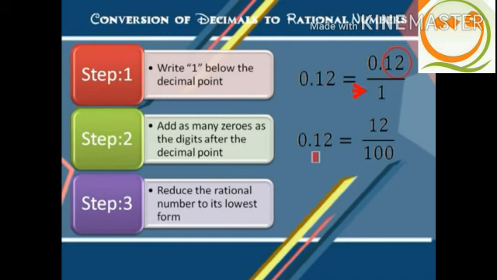Now here comes the part of step 3. Reduce the rational number to its lowest form. We can see that 12 over 100 is not in its simplified or reduced form. So I will divide the numerator and the denominator by a common number to convert it into its lowest form. In this case, 12 and 100 are both divisible by 2 and 4. So I am going to divide the numerator and the denominator by 4 to get the rational number 3 over 25, which is the lowest form of the rational number. I cannot further simplify this rational number. So my decimal number 0.12 will be converted into the rational number 3 over 25.